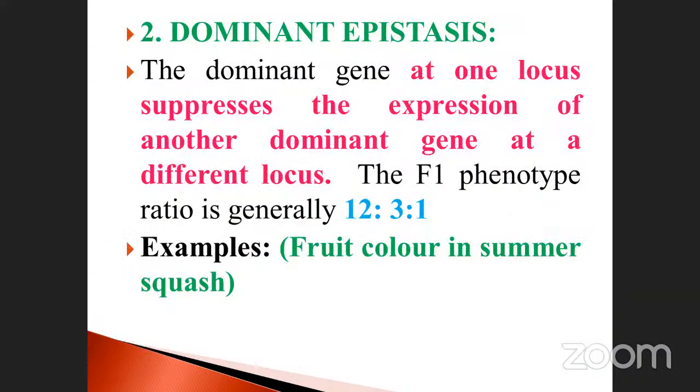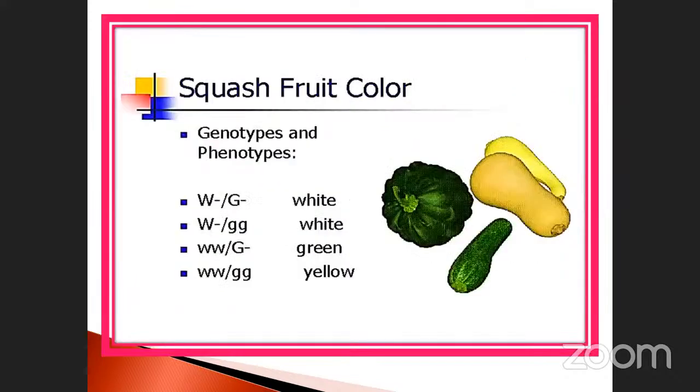And then dominant epistasis: the phenotypic ratio obtained is 12:3:1. An example is fruit color in summer squash. In summer squash, white color is there, green color is also there, and sometimes yellow color. What will be the genotype? See here: WG, Wg, wG, and here wwgg. These are the yellow color. Yellow color is the recessive. The capital letter is the dominant character. That we will see in the next classes.